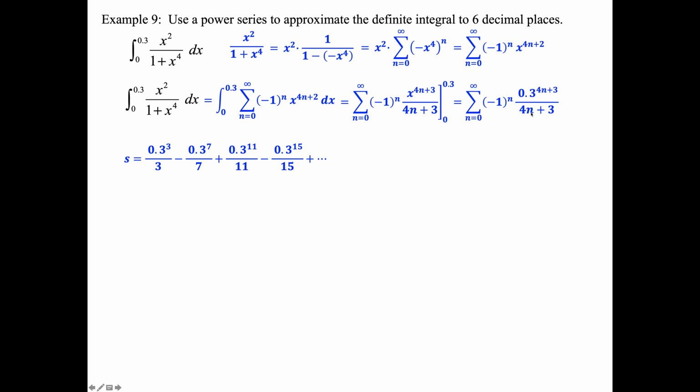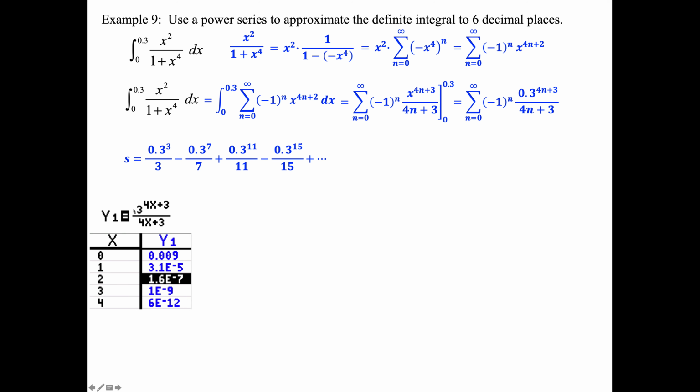And then 4 times 0 gives me 3 on the bottom. Minus, I put in the 1. So 4 plus 3 is 7. So 0.3 to the 7 over 7. Plus 0.3 to the 11. I just put in the 2, then I put in a 3.